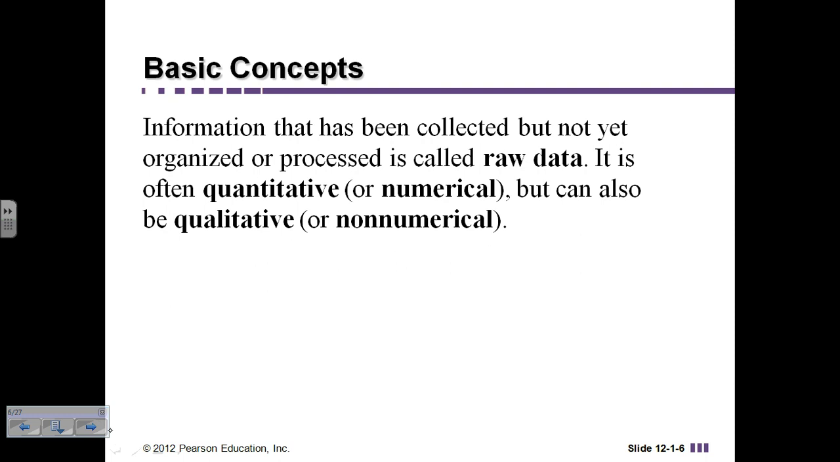So the data that you collect when you're doing an experiment or when you're doing a survey is called the raw data, and that's the information that you've gotten, but you haven't had a chance to analyze the data yet. And then there are two types of data that you can get. The most common is quantitative, which is just numbers. So you're figuring out how many people like this or how many people like that. Whereas qualitative data would be more along the lines of what kinds of things people like.